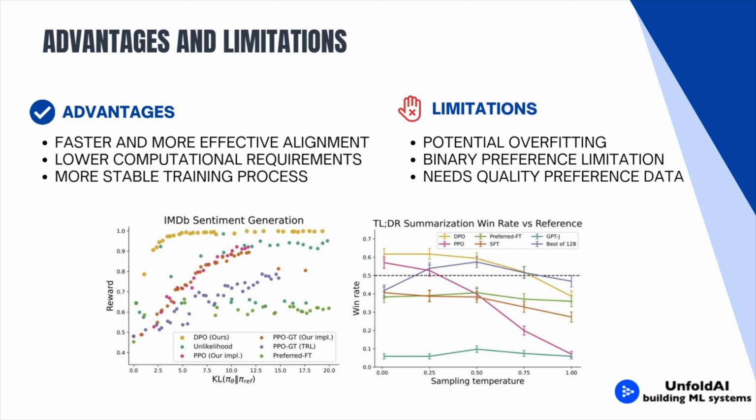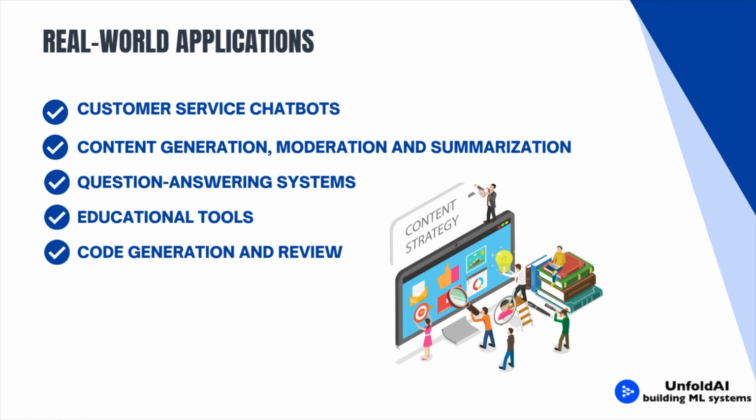Overall, these experimental results demonstrate that DPO achieves similar or even better performance compared to RLHF methods while maintaining simpler training dynamics. DPO has several key applications in practice. For content generation and summarization, it helps language models adapt to specific writing styles and tone preferences. This is particularly useful when you need to match a brand voice or personal writing style.